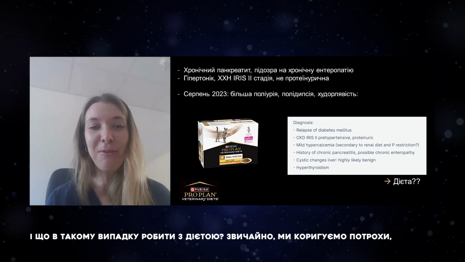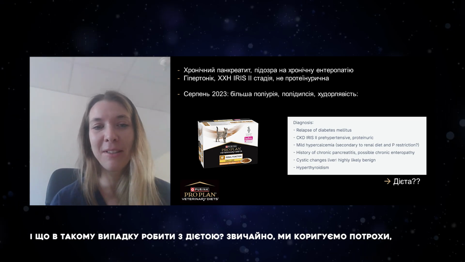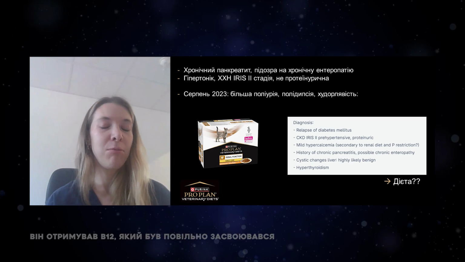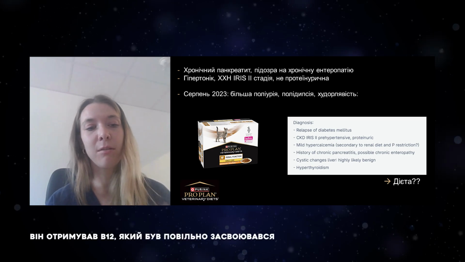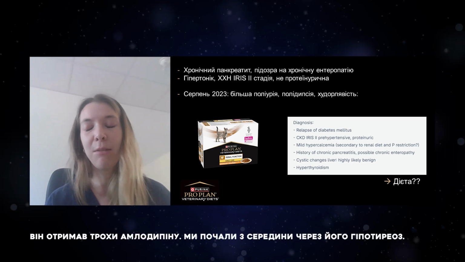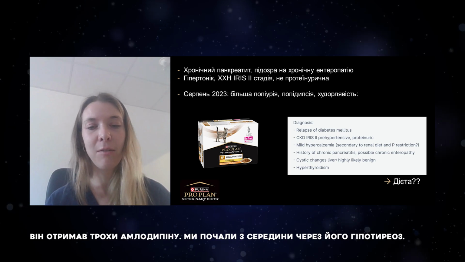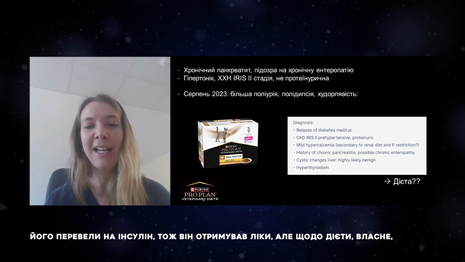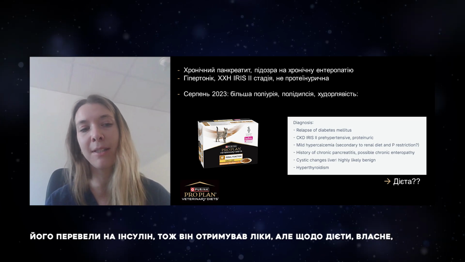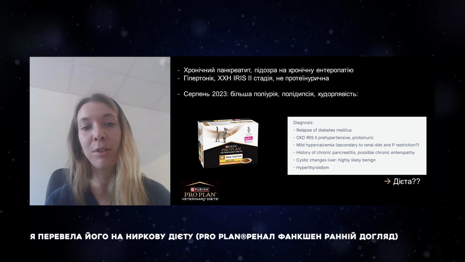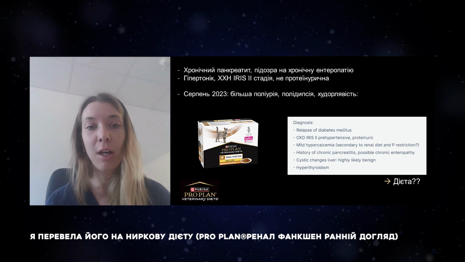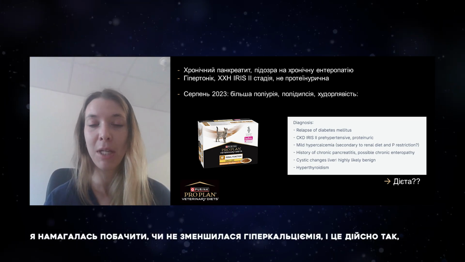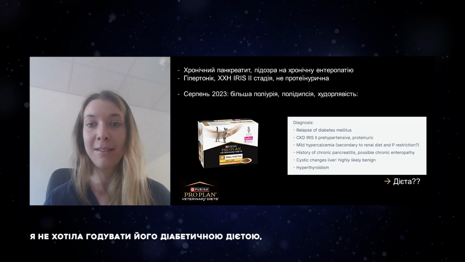So what to do in that case with the diet? So of course we managed him. He received some vitamin B12, which was low. He received some amlodipine. He was started on methimazole for his hyperthyroidism. He was restarted on insulin. So he had medication, but in terms of diet, I actually switched him to Renal Function Early Care to try to see if it was resolving the hypercalcemia, which it actually did.